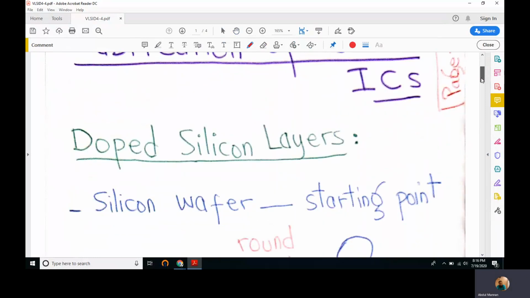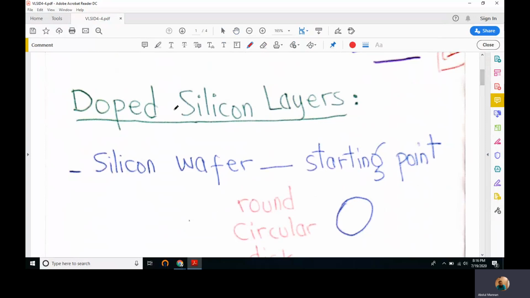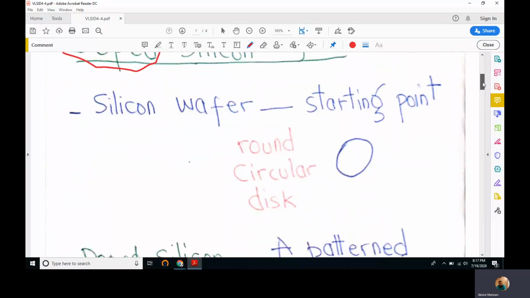Right. So a doped silicon layer is a silicon layer doped with either N-type or P-type impurity. And we'll see how in modern CMOS this doping is carried out. So a silicon wafer is the starting point, which is actually doped. It's a round circular disc, and it is round so that certain manufacturing or fabrication processes can be carried out easily.